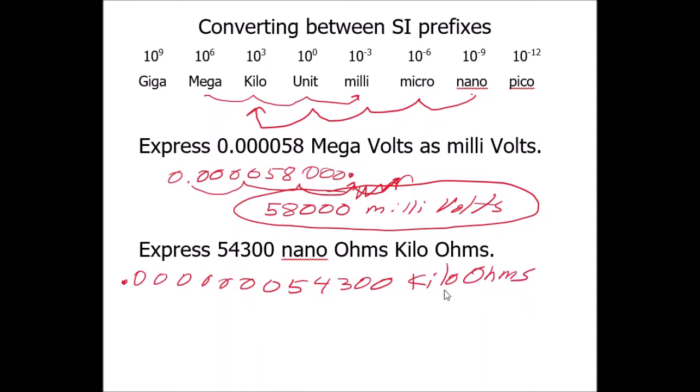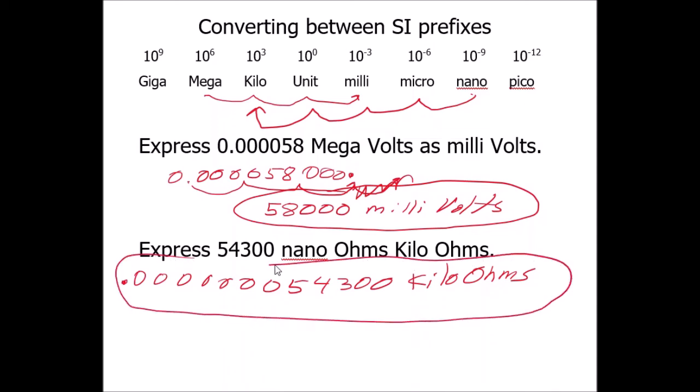And when you're done, it should make sense. A nano ohm is really tiny, so a whole lot of nano ohms is really equal to a teeny, teeny, teeny amount of kilo ohms. I know these are a little tricky, but you have a few to practice, and you should practice them and check your answers, make sure you got it right. And that is it.